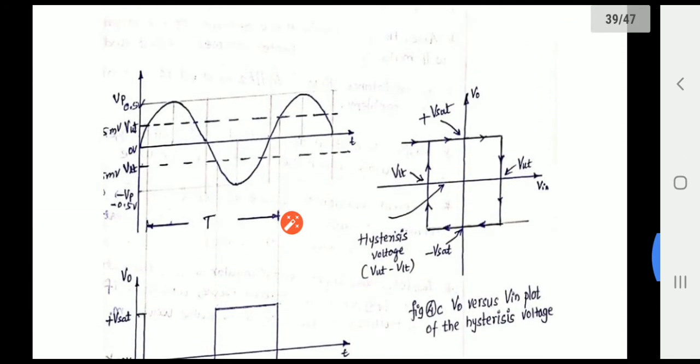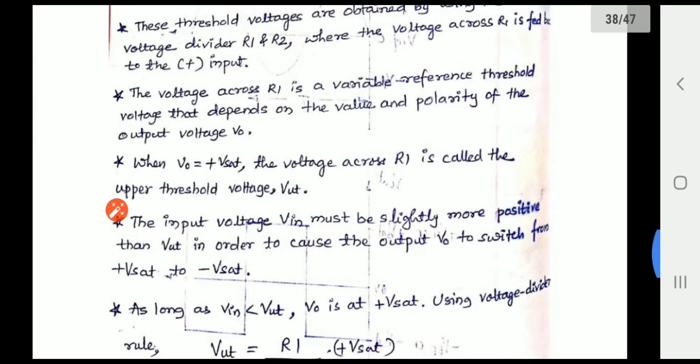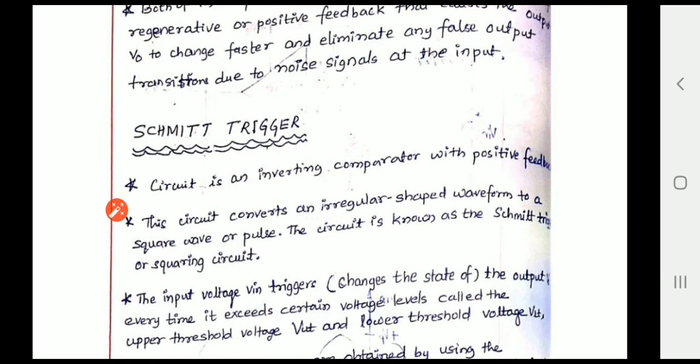This VLT and VUT are again taken from this node. This node value depends on V naught, and V naught depends on V in. This is an inverting comparator, so it always gives a 180-degree phase shift. During positive we get negative, during negative we get positive. You have to keep that in mind to understand this concept. So this is about the Schmitt trigger, which is very simple, using two reference voltages.